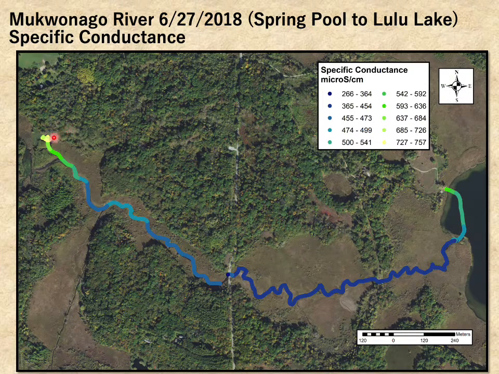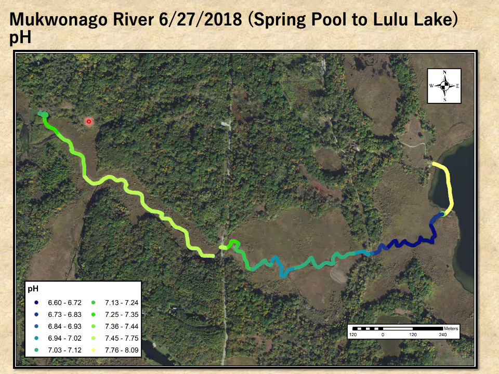The specific conductance starts off high and then begins to decrease. It increases a little bit as we go past this tributary here, this connection here, but then it starts to drop again. Again, coming out of the spring, our pH starts out lower and then increases as we go downstream, becomes more basic.